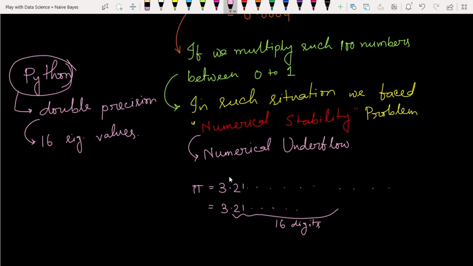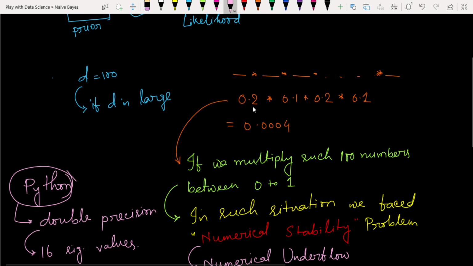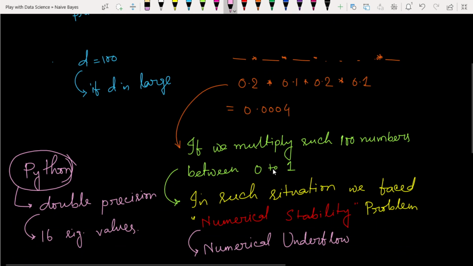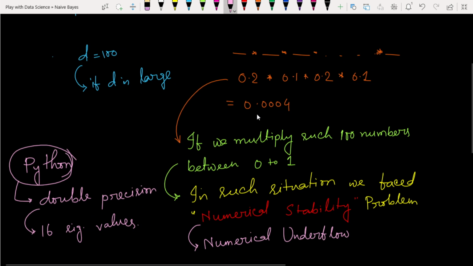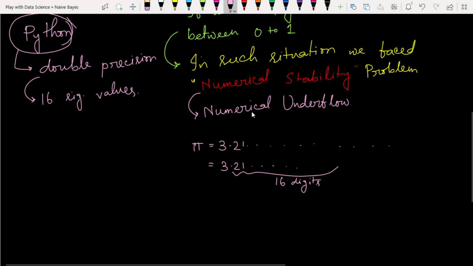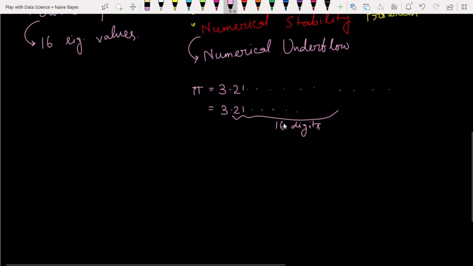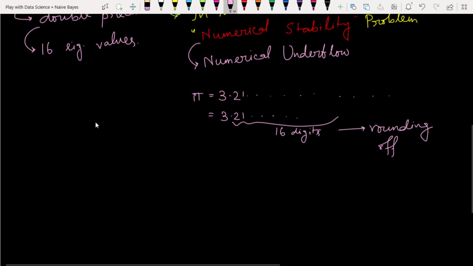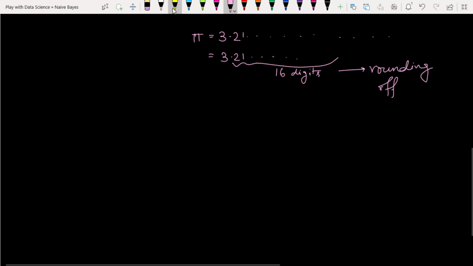So if you multiply numbers less than 1, hundreds and thousands of times, you can imagine how small this number will be. So how do we get rid of this situation, of the rounding off after 16 digits? This is the main problem now: how to get rid of this situation.